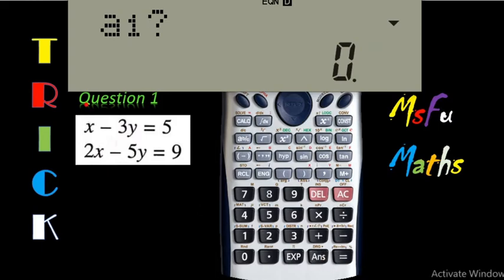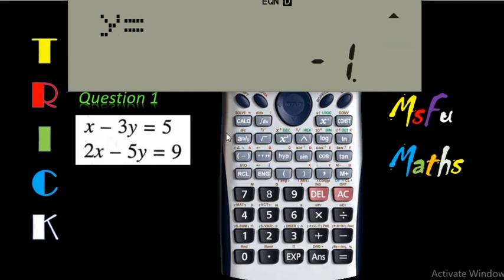Okay. Then you insert your A1, B1, C1. Insert 1 equals. B1 is -3, equals. C1 is 5, equals. Okay. A2 is 2, equals. B2 is -5, equal sign. C2 is 9, equal sign. Okay. Therefore, your x is 2. See, your x is 2. Okay. And here, your y is -1.